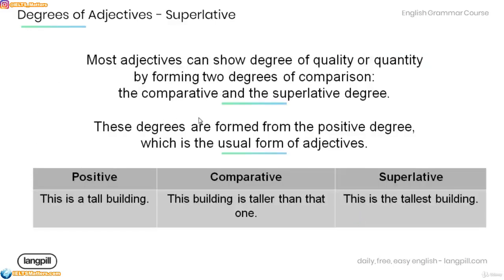Now, most adjectives can show degree of quality or quantity by forming two degrees of comparison, the comparative and the superlative degree. Now, these degrees are formed from the positive degree, which is the usual form of adjectives. Now, have a look at the examples below. Positive degree. For example, this is a tall building. Comparative form, this building is taller than that one. Superlative, this is the tallest building.